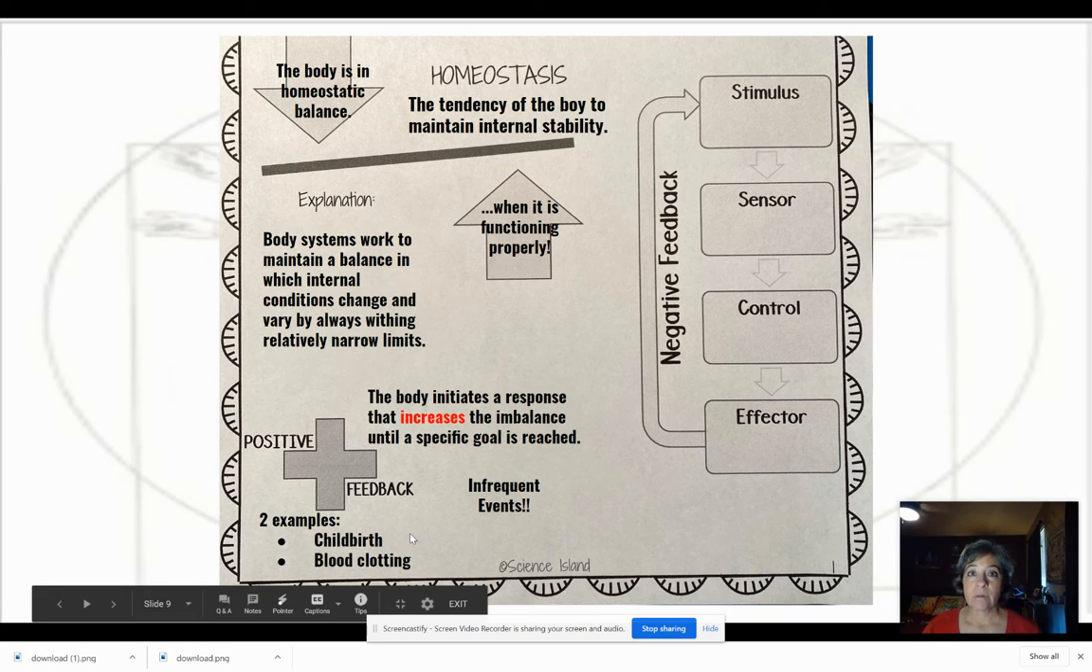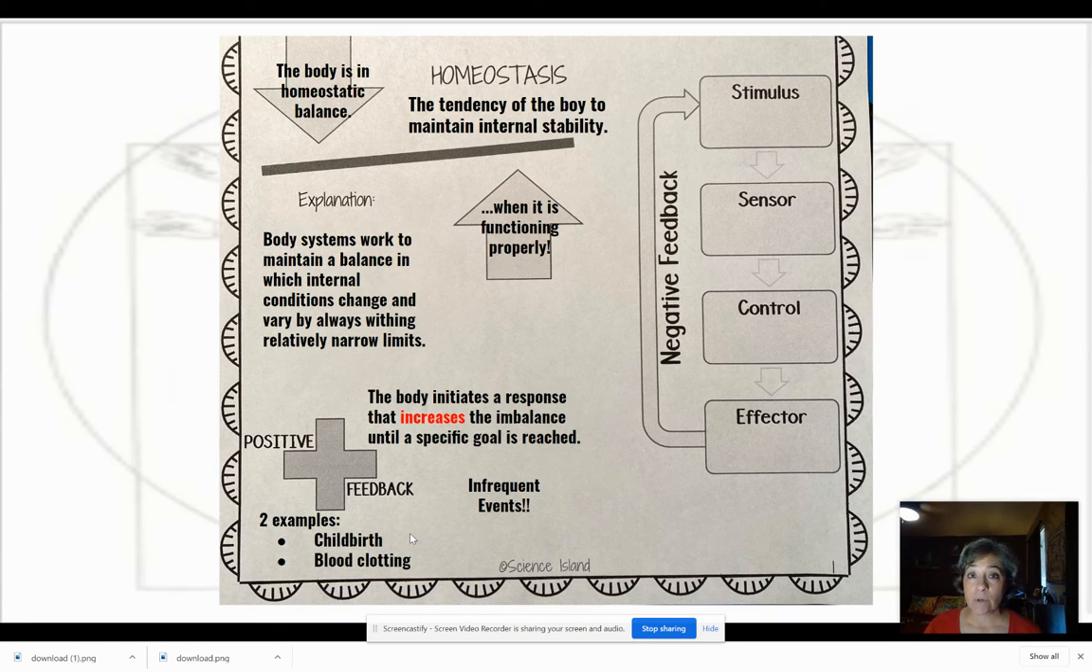If you're in labor, if you've known anybody to be in labor, or if you've been in labor yourself, then you know that once that starts, you don't want it to stop. When you're in that much pain to deliver that child, you want it to keep going until you actually have a delivery of a child. Because if it stops, there's a risk that the baby could die or you could have complications. So in the case of childbirth, you want that imbalance. That's not a normal situation, but you want it to keep going until that goal of delivering a child is reached.